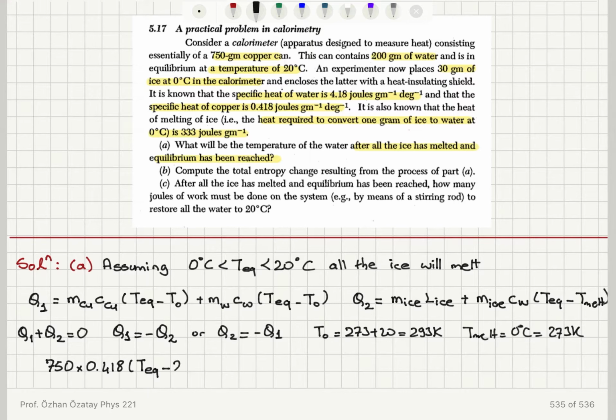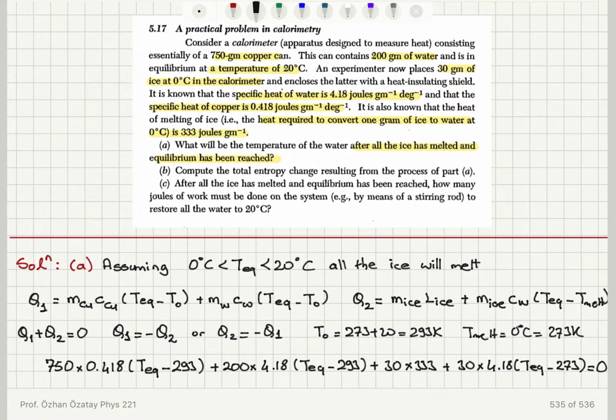So the equilibrium temperature minus 293, this is heat absorbed by the copper can, plus 200 grams of water inside, multiplied by specific heat of water 4.18, multiplied by equilibrium temperature minus 293, plus the heat absorbed by ice for the phase transition, 30 grams of ice is melting with a latent heat of fusion 333, and then 30 grams of ice that has turned into water is heating up to reach an equilibrium temperature starting from the temperature 273 Kelvin. So this should add up to 0.